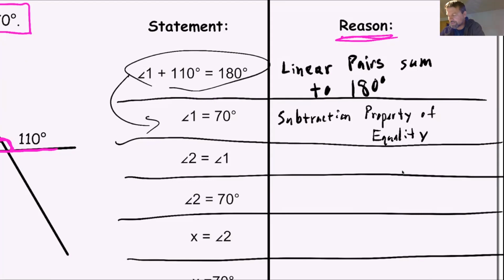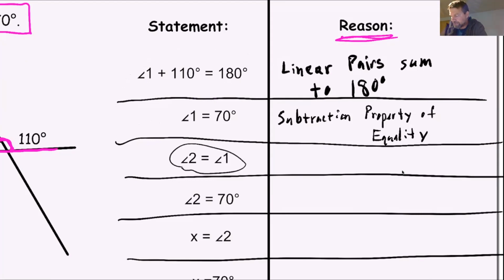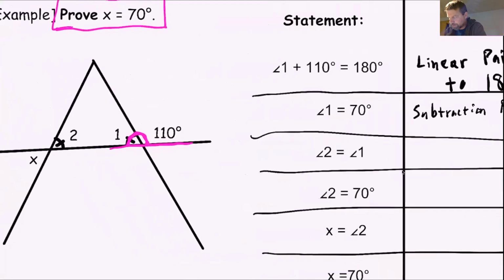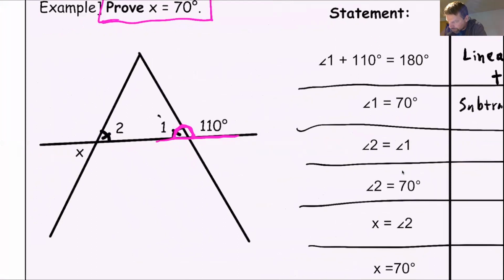Some kind of reason to say that that's okay. All right. The next statement I said was that angle 2 was equal to angle 1. So again, that was when I was working through this picture. Like after I found that this one was 70, I said that angle 2 and angle 1 were the same. Well, how do I know they're the same? Well, again, because of those tick marks, right?